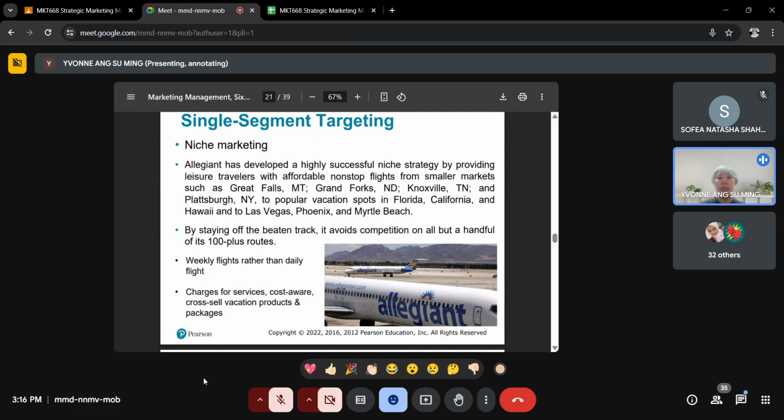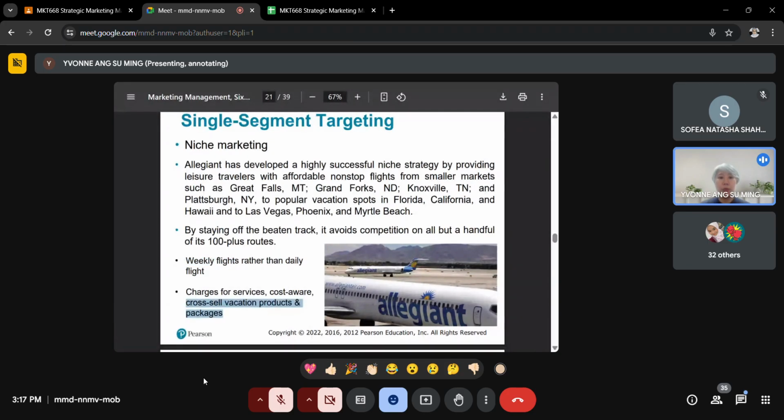So, business model dia yang sesuai, or the suitable business model is where they actually charge for everything. So, they're not using full service punya model. Rather, you can see that they charge for all the services. They're very cost aware. Because their flights are not daily, they are weekly flights. So they already know they are flying less frequent, they are flying routes that do not have a lot of people flying. These are not the popular locations.